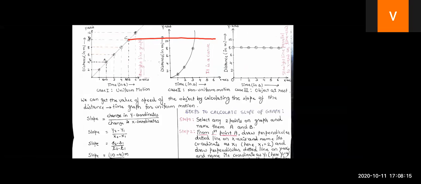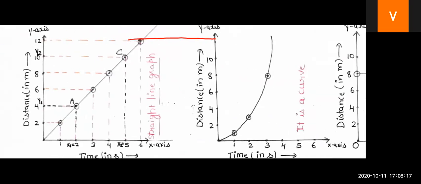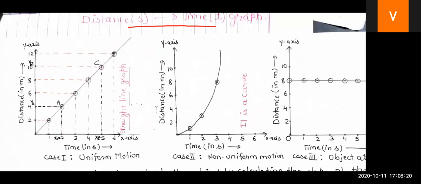So children, this is your distance time graph. Now, here we can see there are three graphs. Let's start with the first one. Here in the first graph, on y-axis we have taken distance and on x-axis we are taking time. Distance we have taken in meter and time we have taken in second.